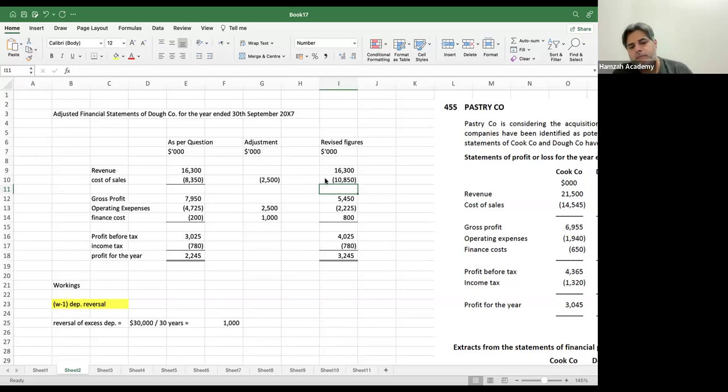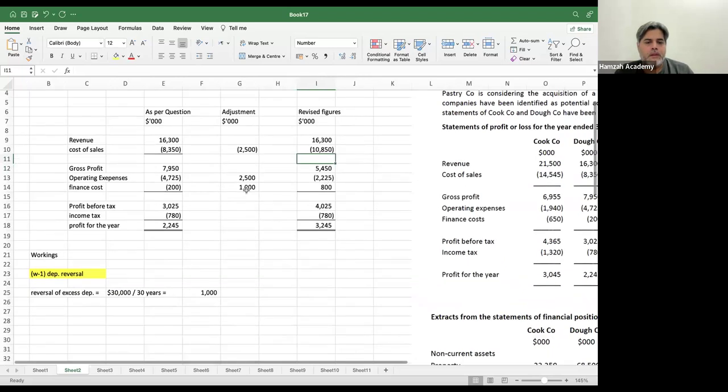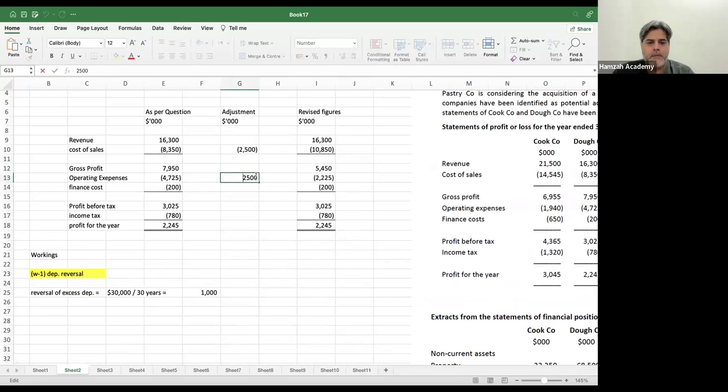Okay. Then this 1,000 is not going to show over here. This will be over here. Equals plus 1, like this.